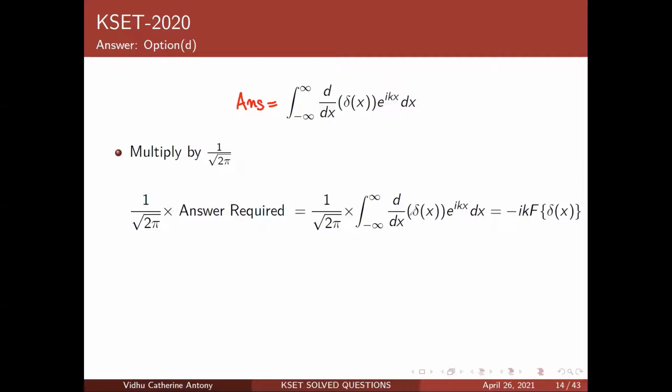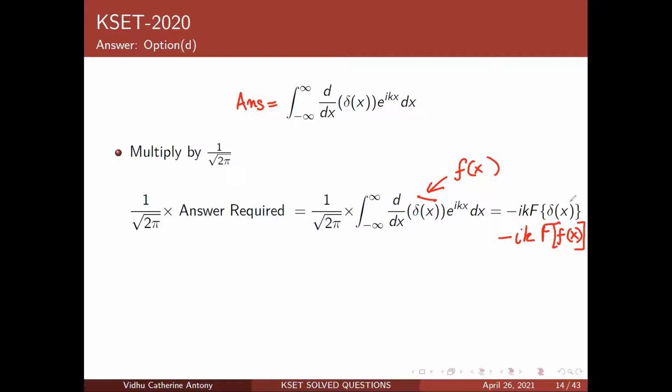Now, what are they asking for here? They've asked for the Fourier transform of the derivative of the function. So let's just assume that this delta function is some function f of x. Then you can easily remember and write this as the derivative of the function f of x. That's your first step. After that, you try to calculate the Fourier transform of the delta function.